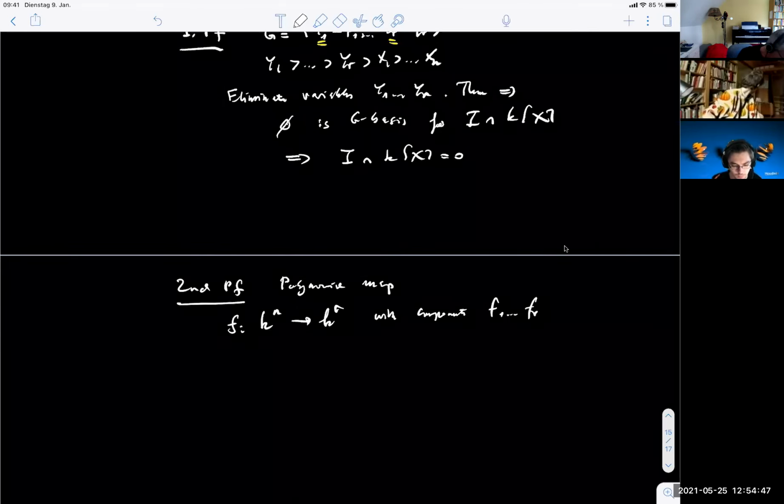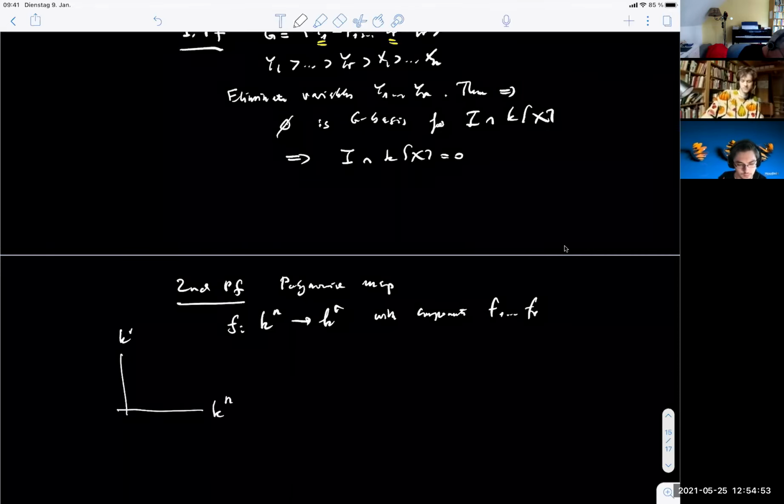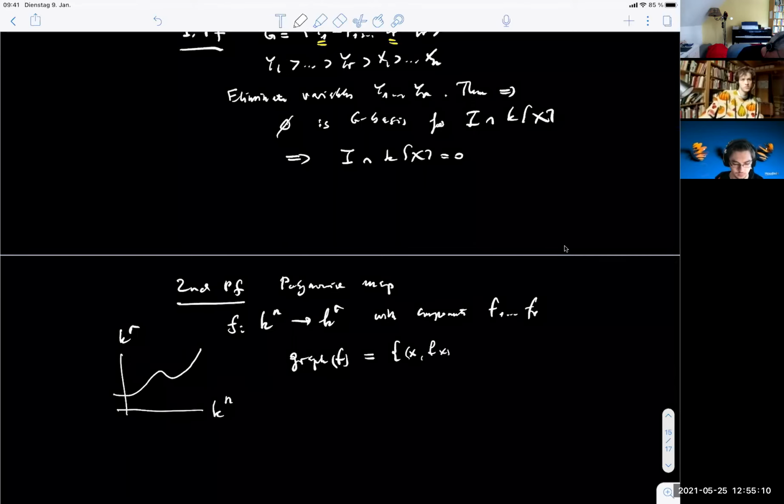It's nice. Let's do a picture. I always like pictures. Of course, I can only do a 2-dimensional thing. So I look at the graph of this map. The graph, I recall the definition, is the collection of these points x, f(x), where x is in K^n. So this is a subset of the product. I'm sure you know that.